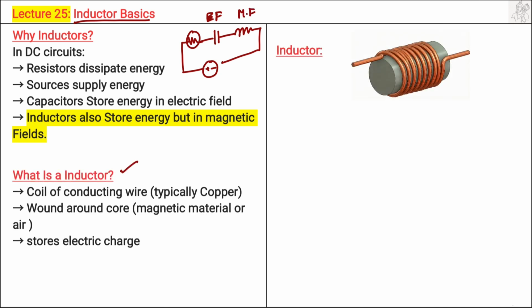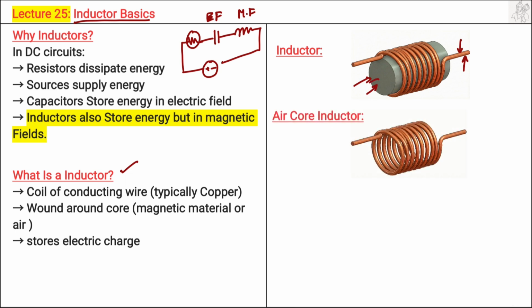So what is an inductor? It is simply a conducting wire wrapped around a particular magnetic material. For example, in this case, a copper wire is wound around an iron core. So this forms an inductor, and when this iron core is replaced by air, this forms an air core inductor. The symbol for the inductor is something like this, which is used in the electrical circuit.